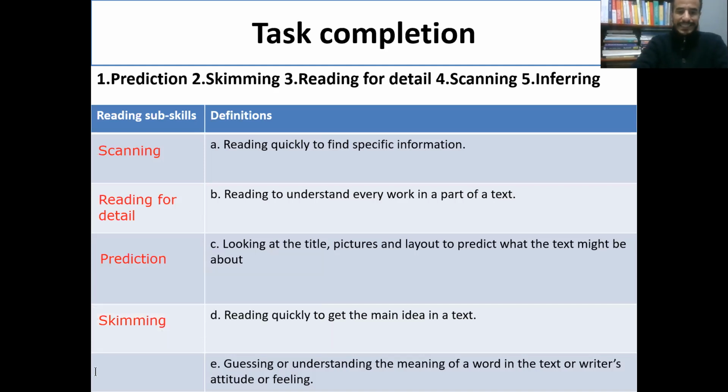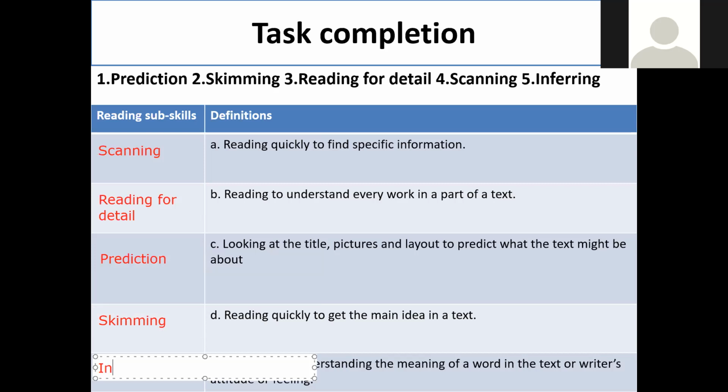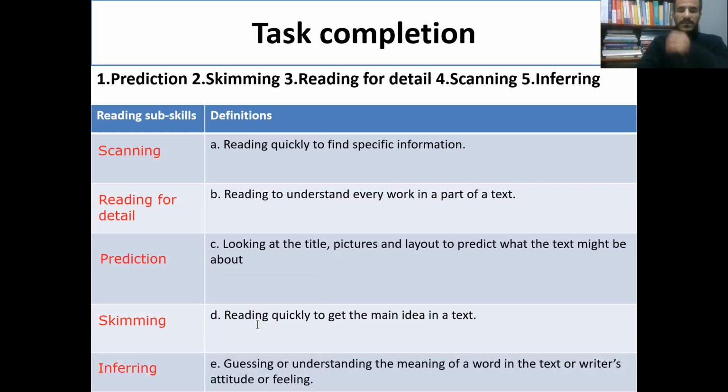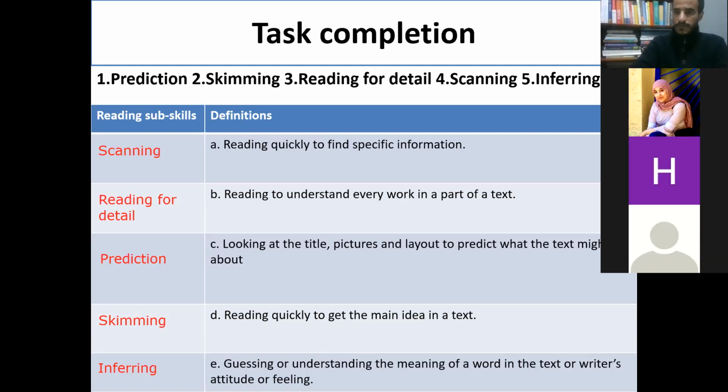Wonderful. Guessing or understanding the meaning of a word in the text or writer's attitude. What's this? Inference. Wonderful. So these are the reading sub skills. Is it clear so far? Yes, sir. Great. So let's move on to the next slide.